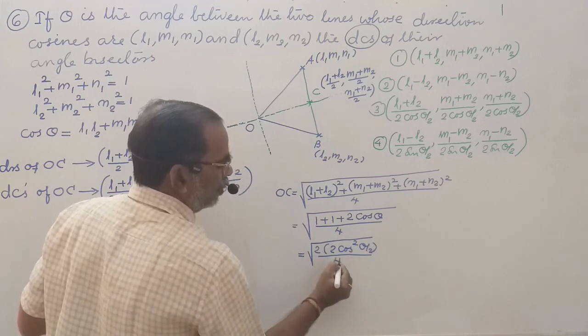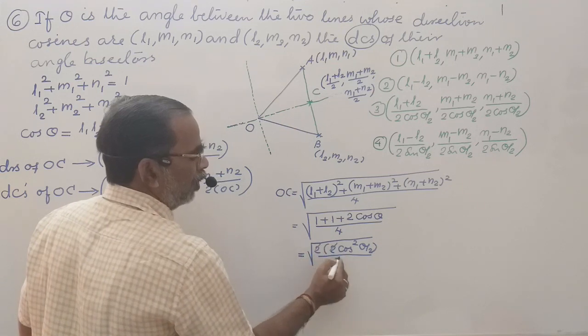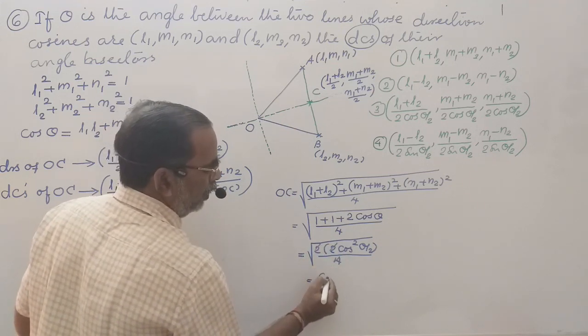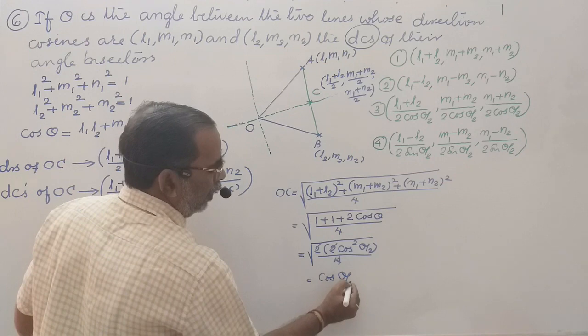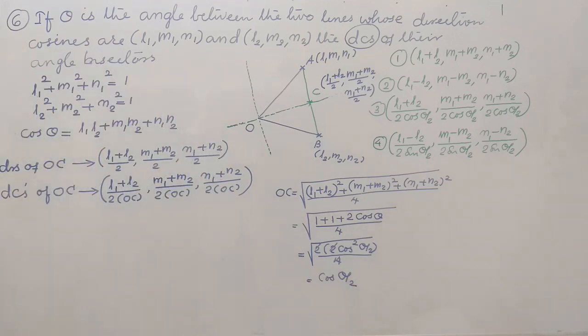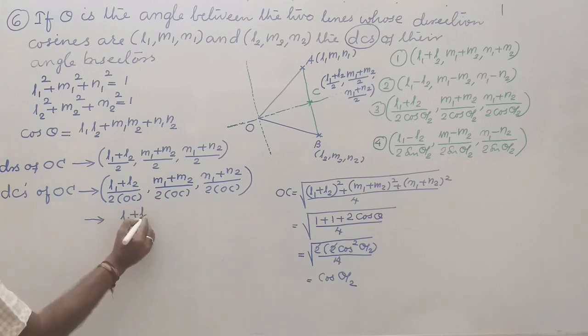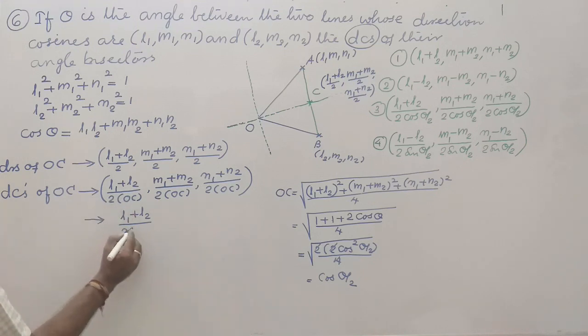Divided by 4 is there. Now I can cut 4 and 4. Therefore, this is cos theta by 2. Therefore, DCs of OC angle bisector are L1 plus L2 divided by 2 into OC. What is OC? Cos theta by 2.